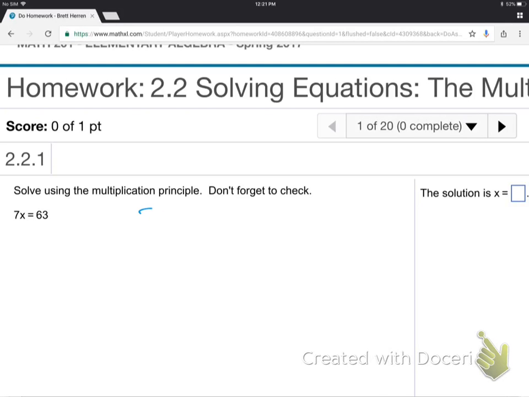Okay, so there we go. So 7x is 63. So now, we're still solving equations. This whole chapter is about solving equations. Should I subtract 7 here?